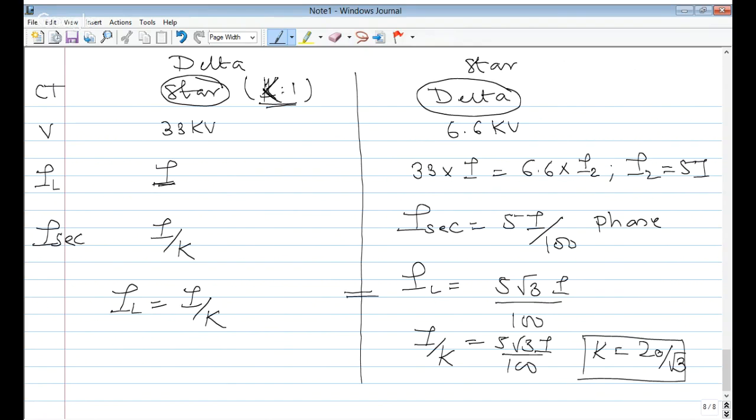Okay, that is 20 is to root 3 transformer I need. The answer will be C. Is it fine? If you form a table like this and solve every question, you will always get the correct answer.